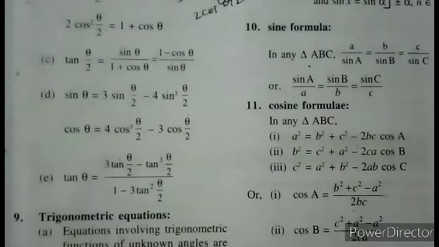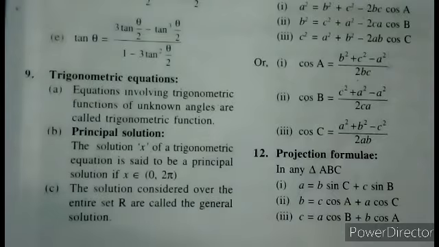Then come the trigonometric equations. Equations involving trigonometric functions of unknown angles are called trigonometric equations. We know that all the trigonometric functions involving different, unknown angles are called trigonometric equations.